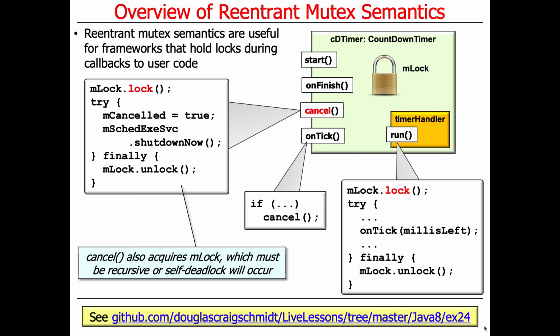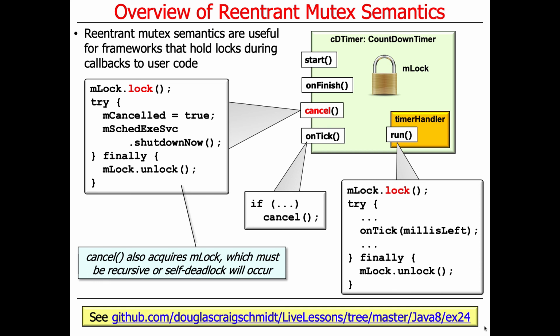Now let's take a look at what cancel does. Cancel needs to ensure the lock is held. The reason is that another thread that's not being called in the context of onTick can try to cancel the timer too. So you need to make sure that no matter how cancel is called, it always acquires the lock before it starts mucking around with the internal state of the countdown timer. What it's going to do is set the mCanceled flag to true, shut down the scheduled executor service, and so on.